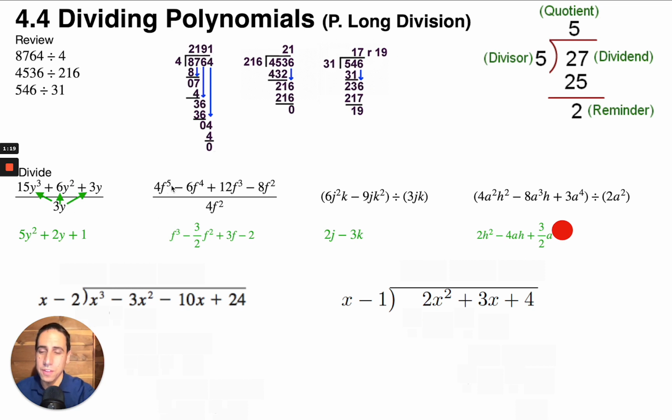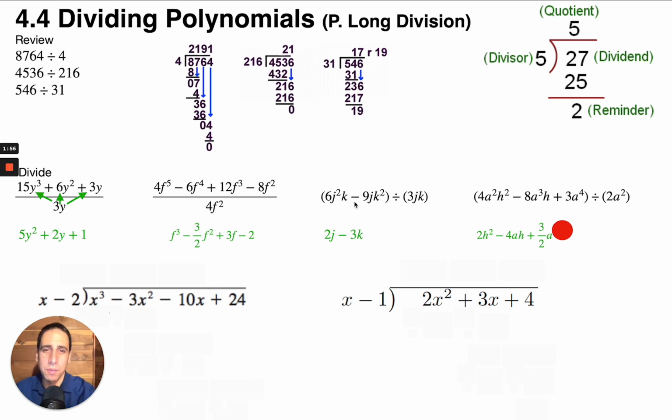4f to the fifth divided by 4f squared would be, 4 divided by 4 is 1, and f to the fifth divided by f squared would be f cubed. And then you bring the subtraction down, and then 6 divided by 4 is 3 halves. f to the fourth divided by f squared, you do the subtraction, you get f squared. 12f to the third divided by 4f squared is 3f. And then 8 divided by 4 is 2, and f squared divided by f squared is 1, because 2 minus 2 is 0, so that's just the degree of 0.